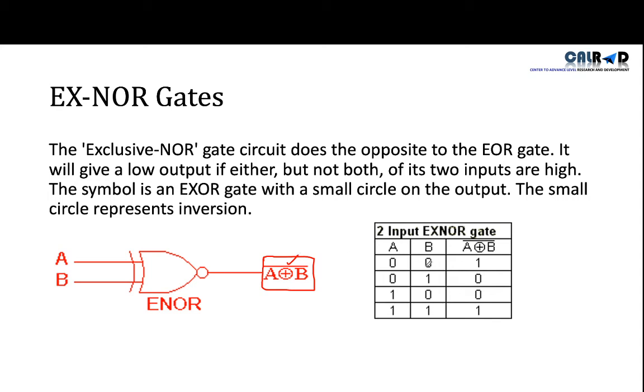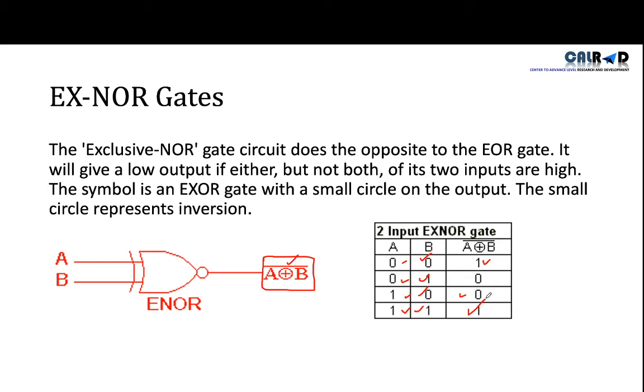Now in the table, we see the output will be 1 only if both inputs are the same. This is the easiest way. Here both are low, so the output is 1. Where both are not low, or both are not high, the output is 0. Both are the same, okay, this means the output is 1. So this is the exclusive NOR gate.